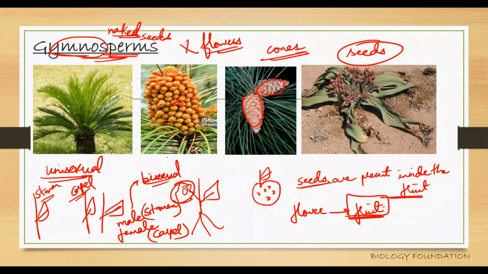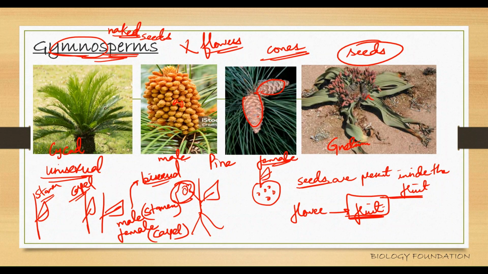Okay, therefore gymnosperms. Can you see here, this is cycad, this is gnetum. These are not flowers, they are cones that are produced, okay? And this is pine. Here I have shown you two pines. One is a male pine plant, the other one is a female pine plant, okay?